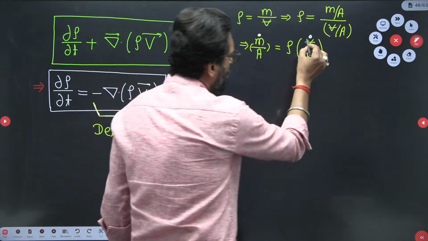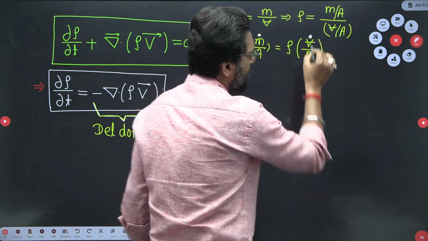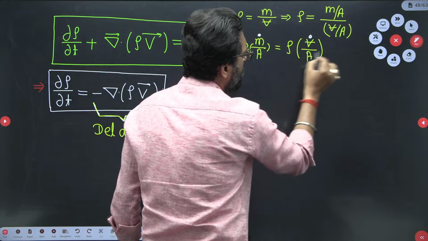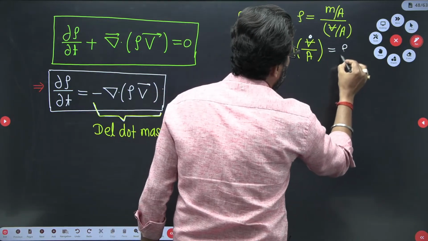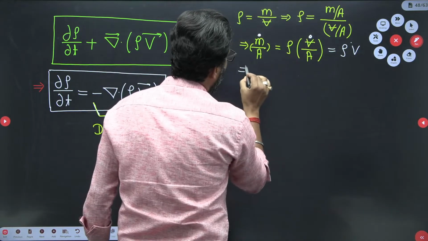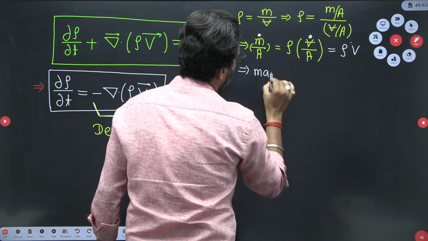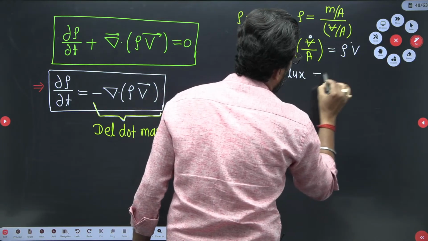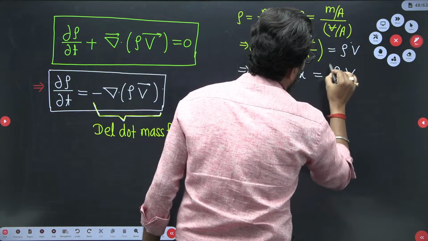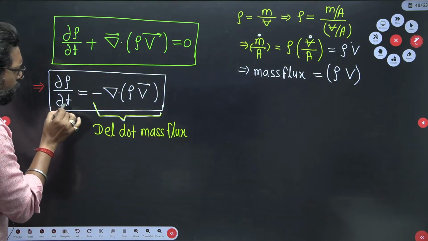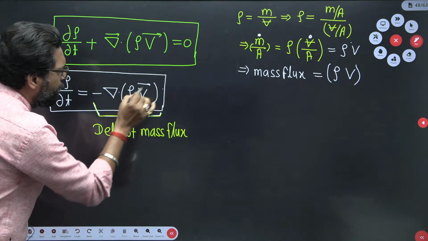Volume flow rate is meter cube per second, divided by meter square, that means meter per second. So this is density into velocity. This is your mass flux, and mass flux is density into velocity. So my dear, the change in density with respect to time is minus del dot mass flux.